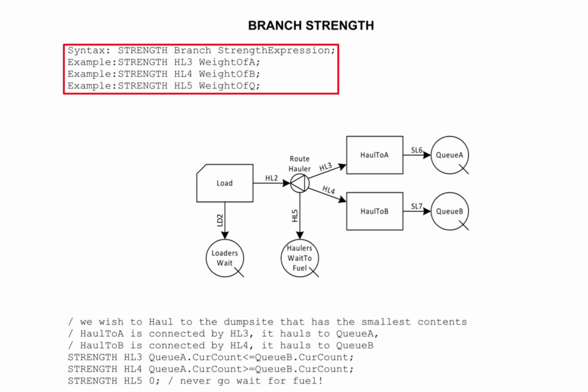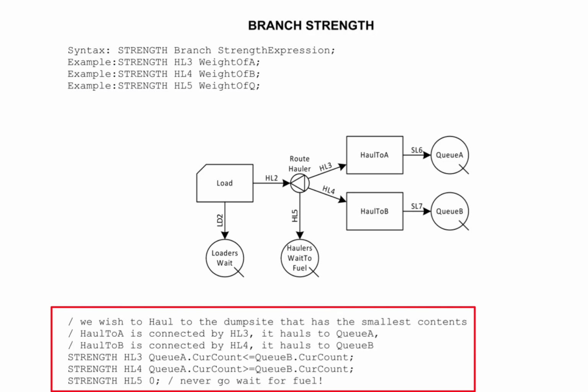Stroboscope will add those 3 values, weight of A, weight of B, weight of Q, and then use the sum to divide each of the weights to obtain probabilities by which each of the outgoing links will be activated. This mechanism also allows us to make decisions. For example, we may wish to haul to the dump site that has the smallest contents. Notice that activity haul to A delivers its contents to QA, and activity haul to B delivers its contents to QB.